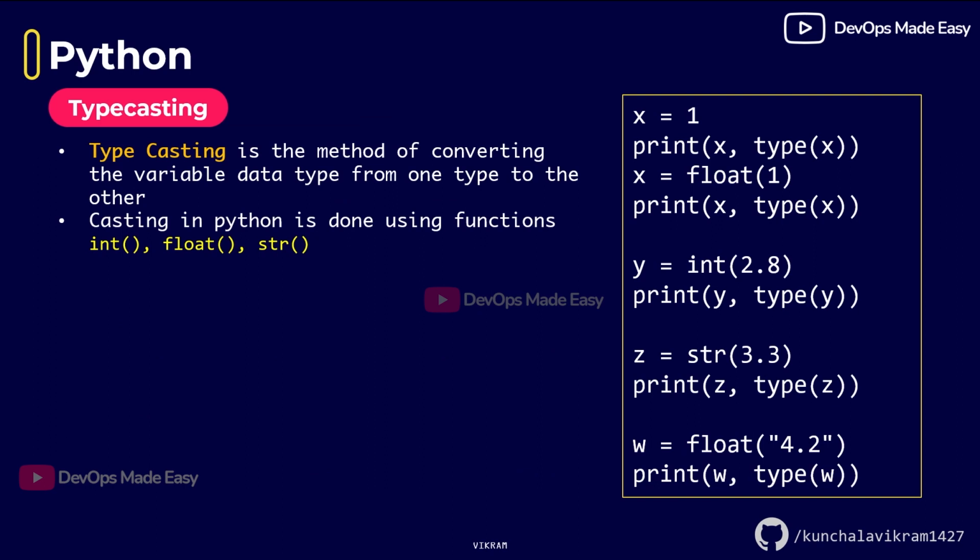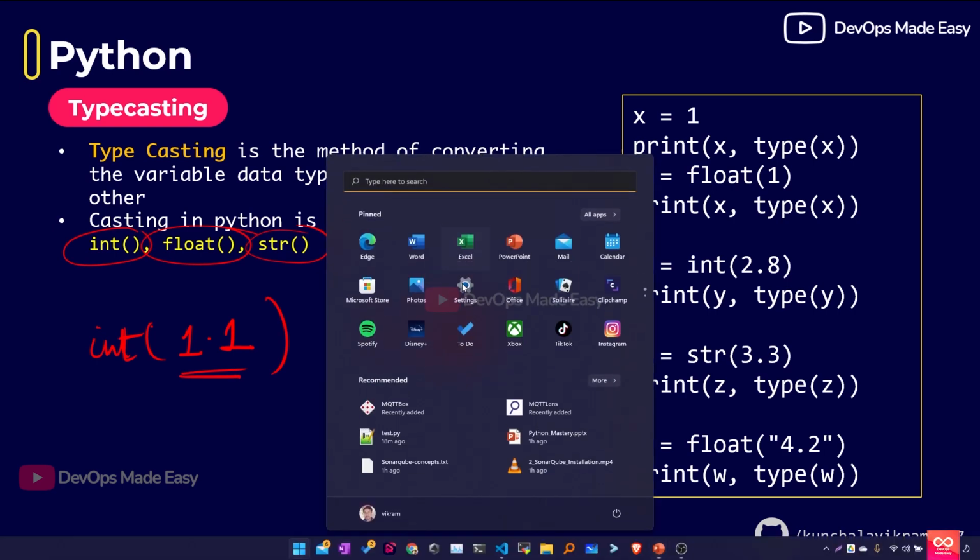Now what is typecasting? As we said, typecasting is a method of converting a variable from one data type to another. Let's say you want to convert an integer to a float, or a float to an integer, or a string to an integer, or an integer to a string. All such conversions can be done using typecasting. Typecasting is usually done with functions: the integer function, float function, and string function. Let's say you put 1.1 inside the integer function. This is a floating point number. Once you send it to the integer function, it is going to give you the integer value. Let's prove this.